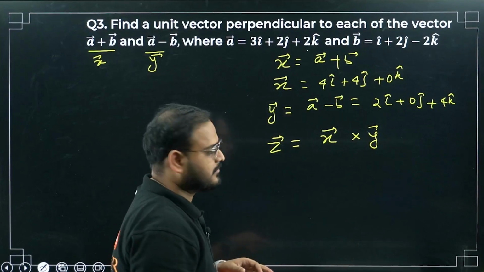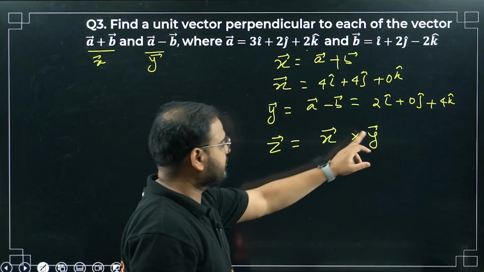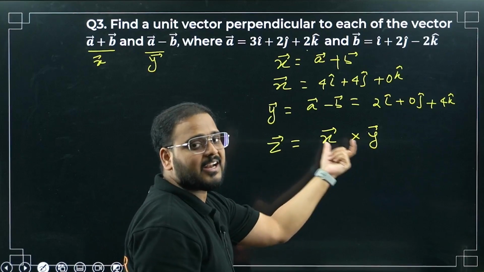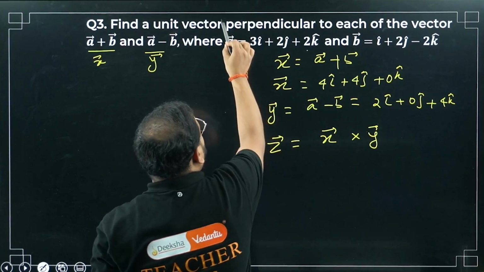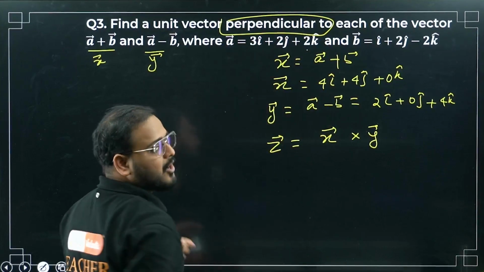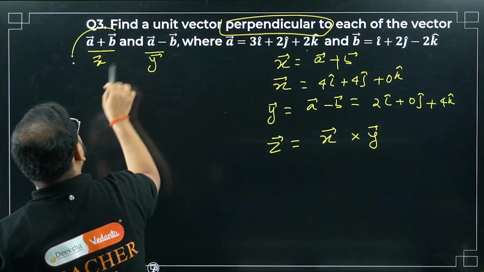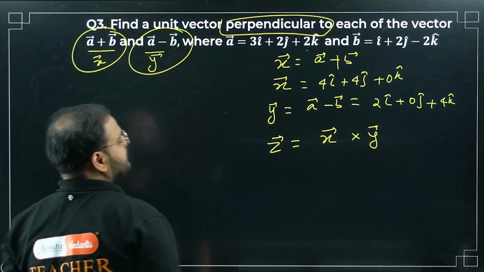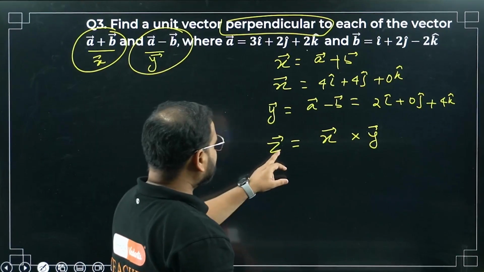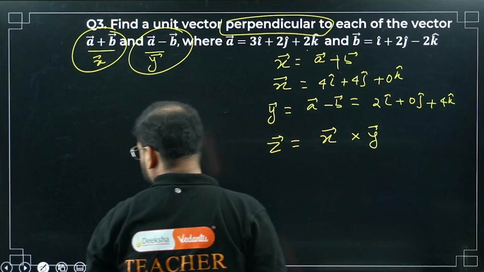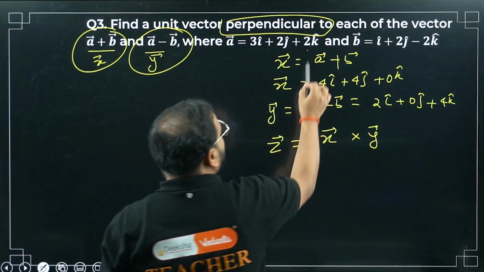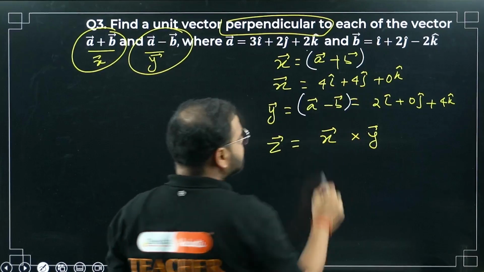Think about it. If I have a vector x and vector y and take their cross product, I'll get a vector z which will be perpendicular to x and y. What is x? X is this. What is y? Y is this. Yes or no? So vector z will be a vector perpendicular to x and y, simply a plus b and a minus b.